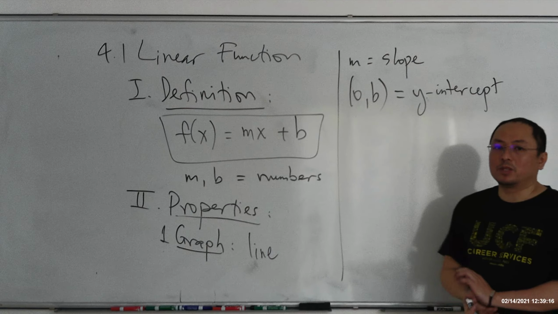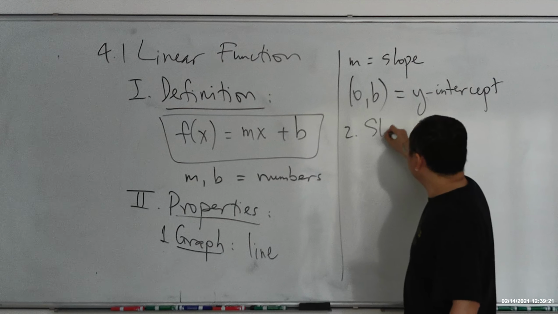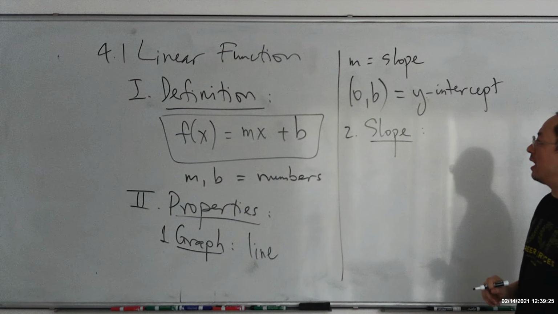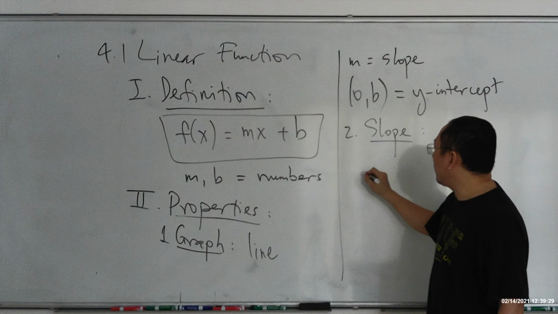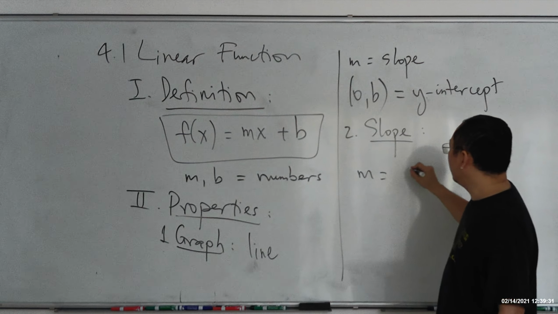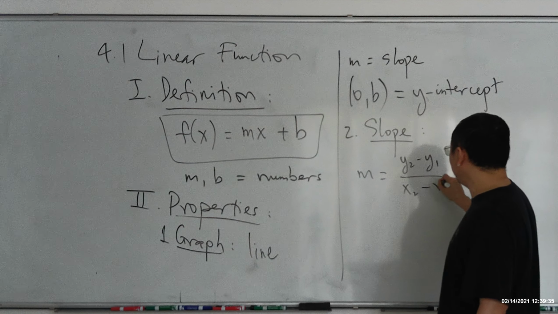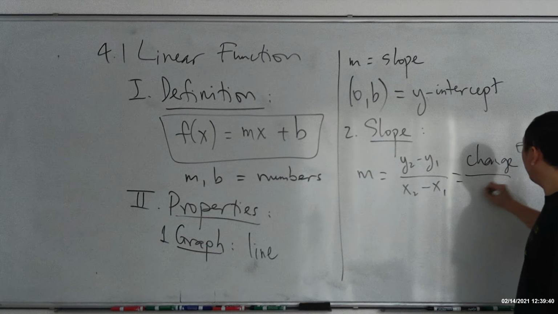We talk about slope, so I'm going to spend some time talking about the slope right here. So, number 2, slope. Let's recall, how do we find the slope of a line? The slope of a line can be calculated from 2 points. Slope, denoted by m, is what? y2 minus y1 over x2 minus x1, right? Or change of y over change of x.